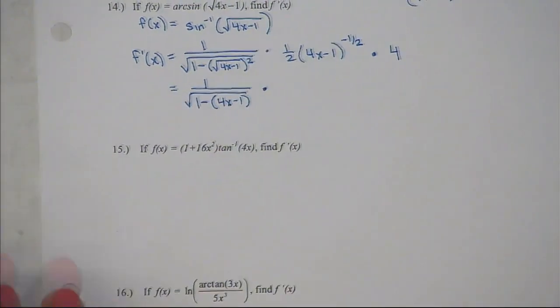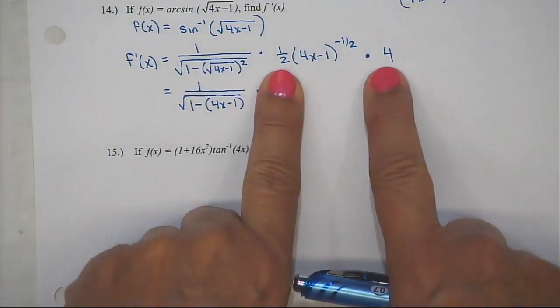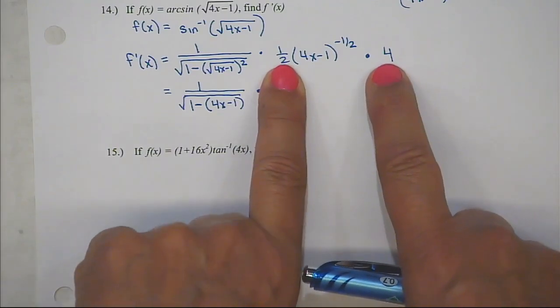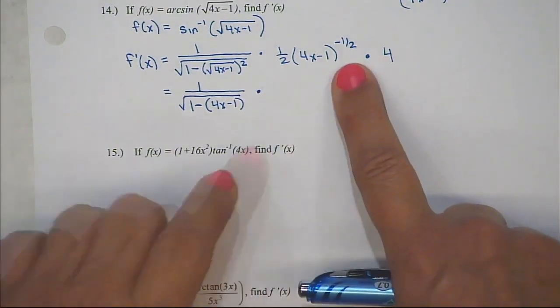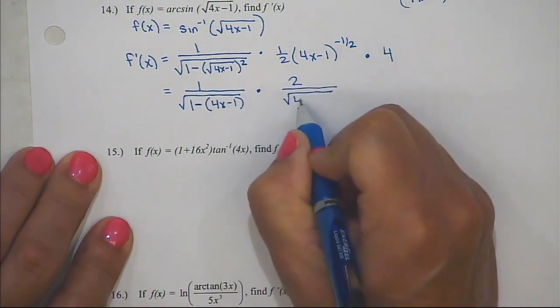All right, times. Now let's look at the other side. So we have 1/2 times 4. So that's going to change to 2, which will be in the numerator. And then this is in the denominator. So this is 2 over the square root of 4x minus 1.